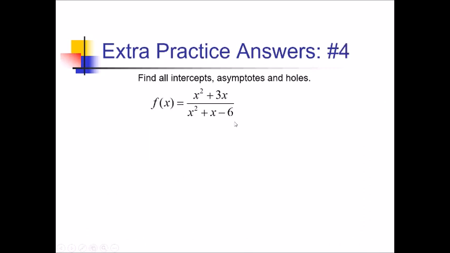To figure out features of this rational function, we're going to first try to factor things and simplify the fraction. So in the numerator, it looks like I have a common factor of x that I can take out, leaving me with x plus 3.